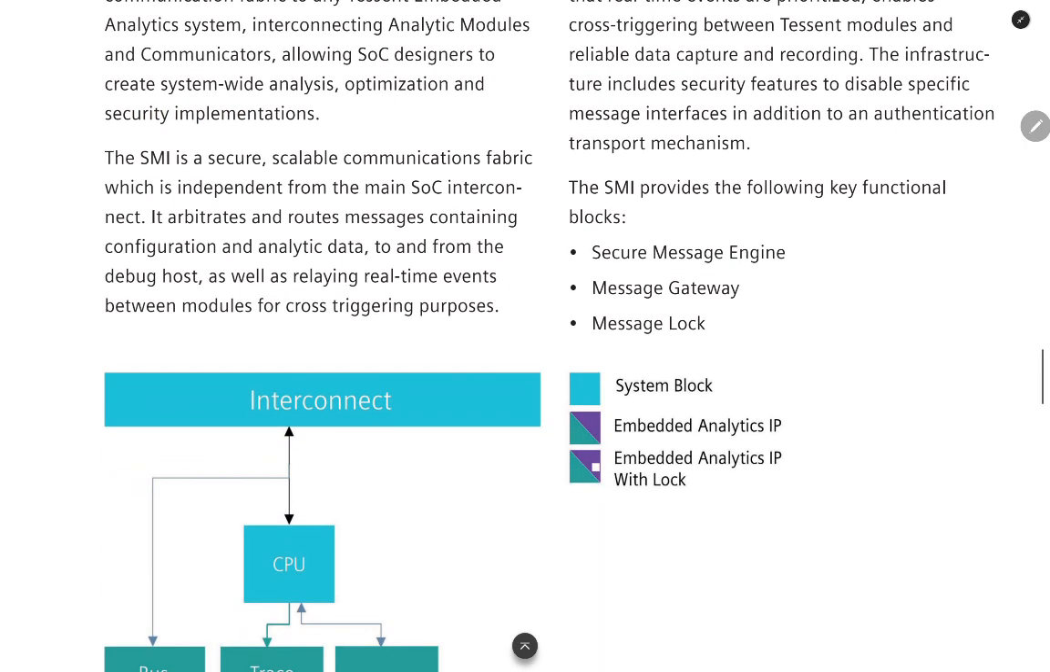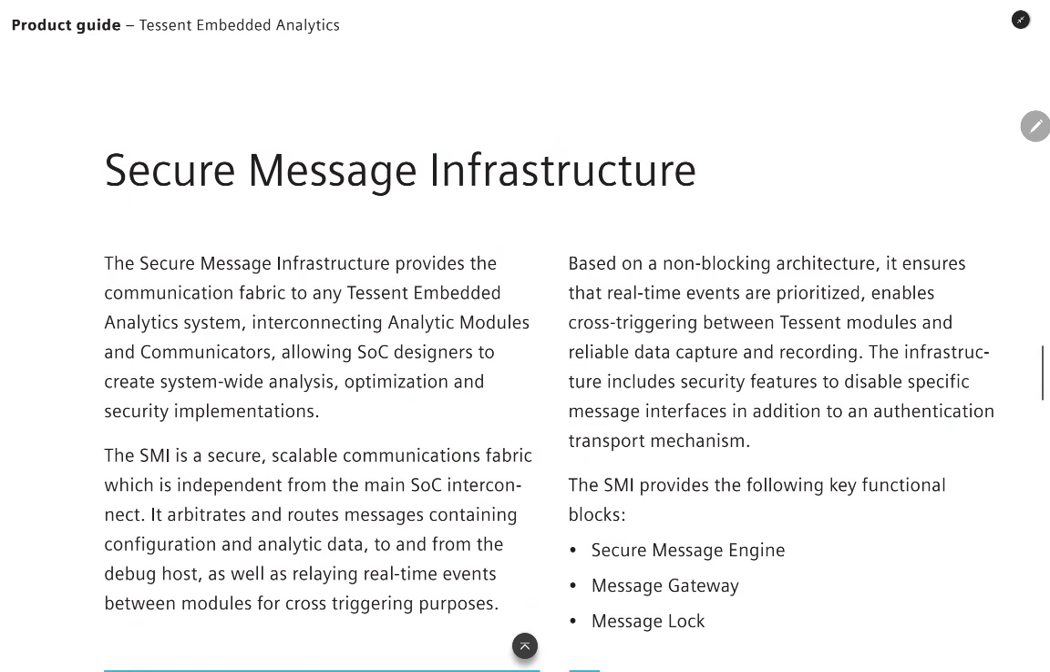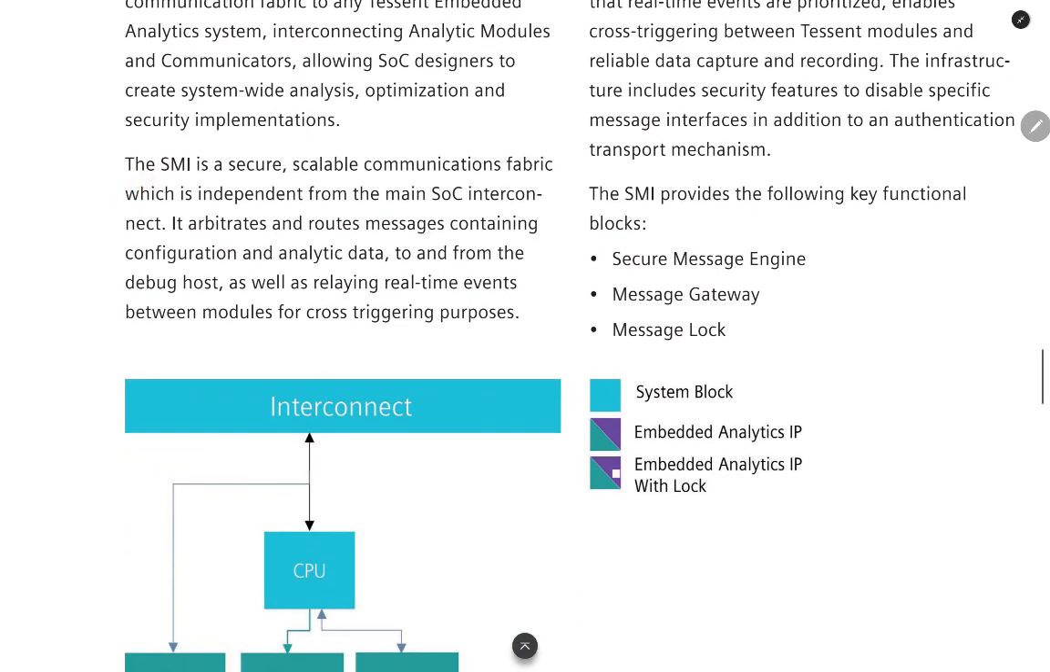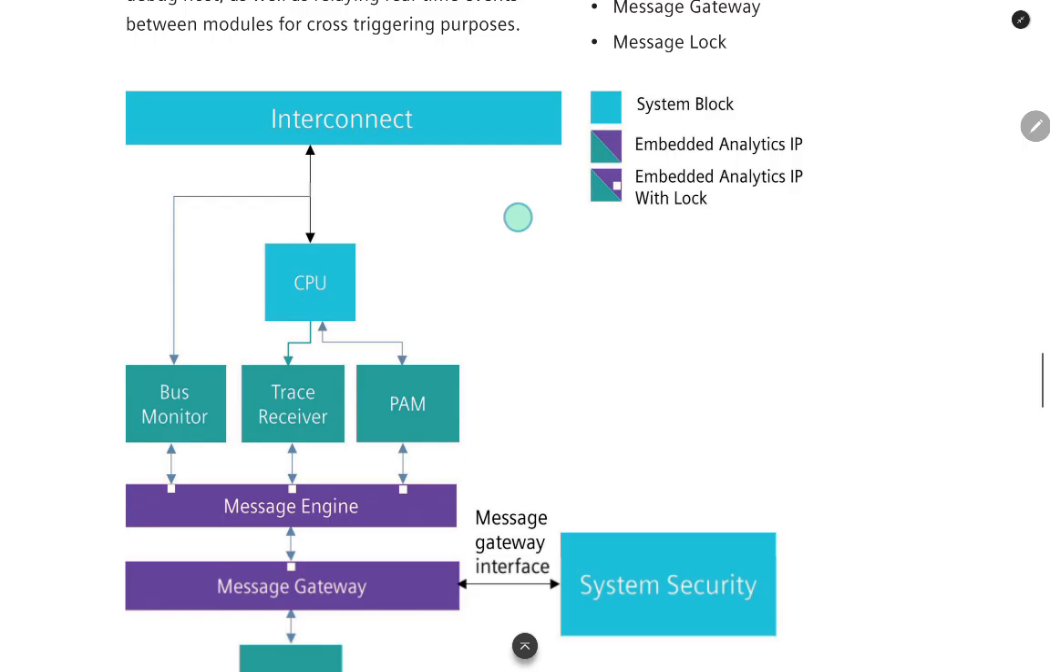The secure message infrastructure, the SMI, is a secure scalable communication fabric which is independent from the main SoC interconnect. It arbitrates and routes messages containing the configuration and analytic data to and from the debug host, as well as relaying the real-time event between the modules for cross-triggering purposes.